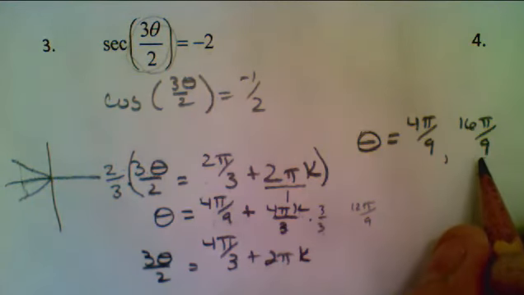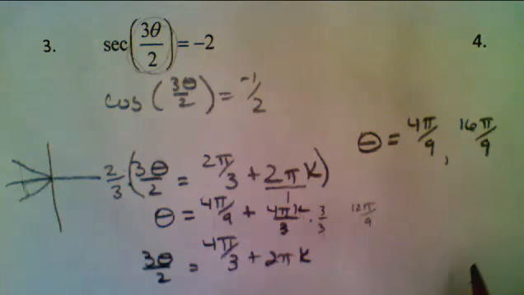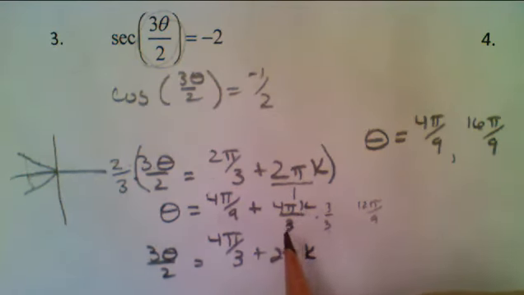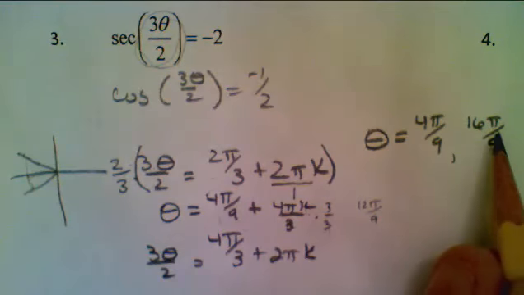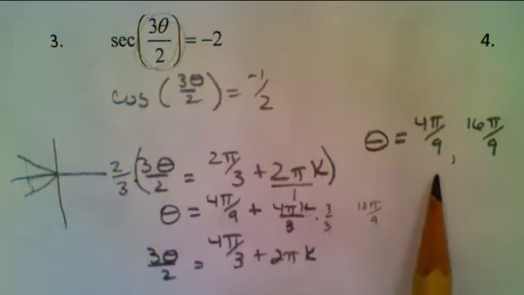That is still less than 2 pi, because 2 pi would be 18 pi over 9. So I have to count that one. If I let k be 2, obviously that's so close to 2 pi. If I put in k as 2, I would be over. So I just had the two answers there.